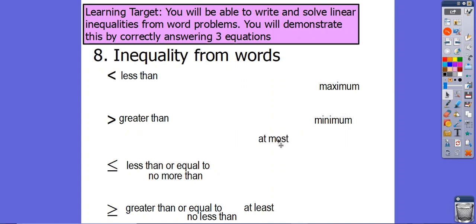At most, we can have at most 5 people on the elevator. That means 5 is okay, but you should really go down from there: 4, 3, 2, 1. So it's less than or equal to.